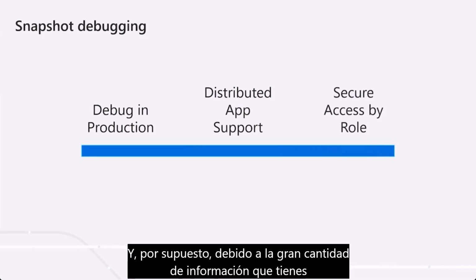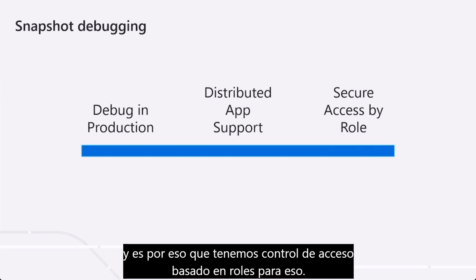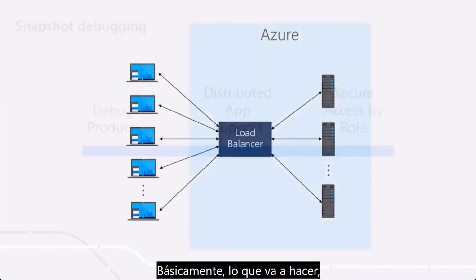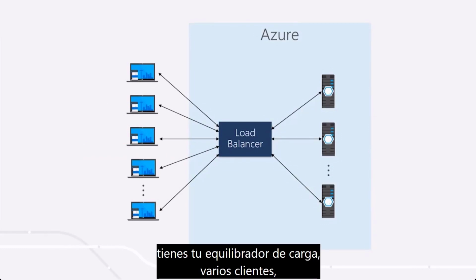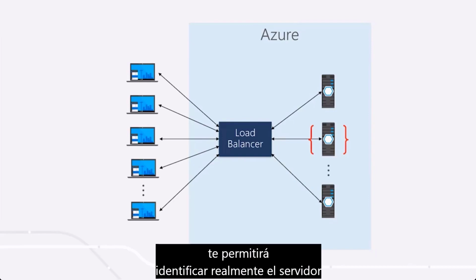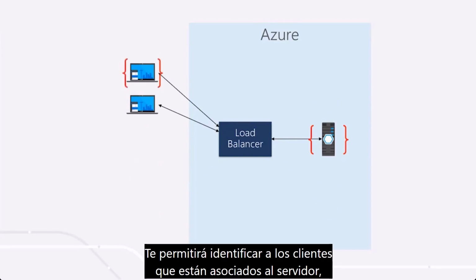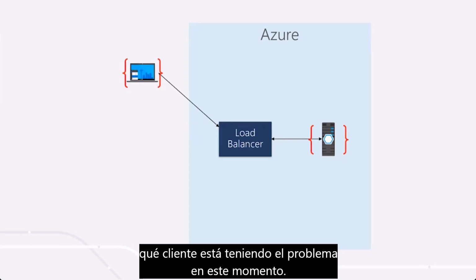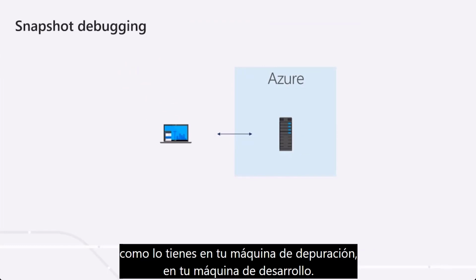And of course, because of the wealth of information that you have in a snapshot like that, you're even able to decompile the code and to see the source code. You need to secure the access, and this is why we have role-based access control for that. So basically, if you have a complex application with multiple servers, your load balancer, multiple clients, it's going to allow you to pinpoint the one server which is causing the issue. It's going to allow you to pinpoint the clients associated to this server, which client is having the issue at the moment. And then it's really going to bring things together, just like you have on your debug machine, on your development machine.